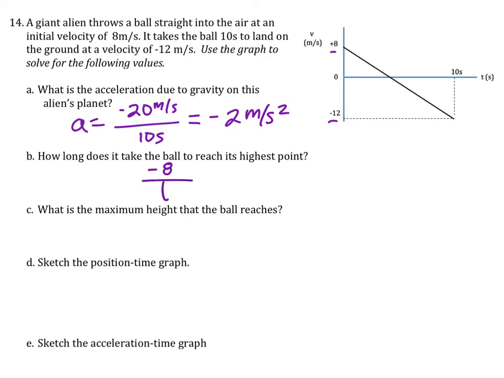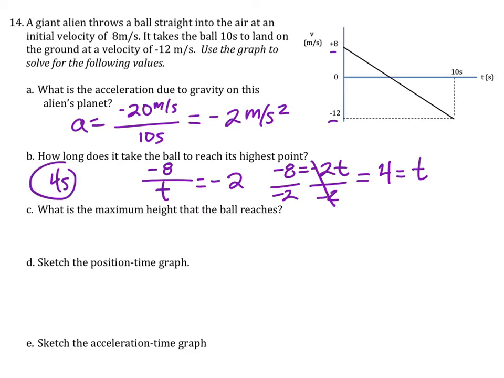We don't know the time, so I'm just going to write it in as t. We know the slope is negative 2 meters per second squared. So you can multiply t over, which gives you negative 8 equals negative 2t, and then divide both sides by negative 2, and that gives you an answer of positive 4. So 4 seconds would be your time. That's your answer for B. Then I'm going to add that information to my graph, which is 4 seconds.